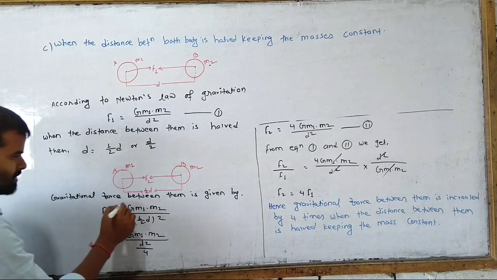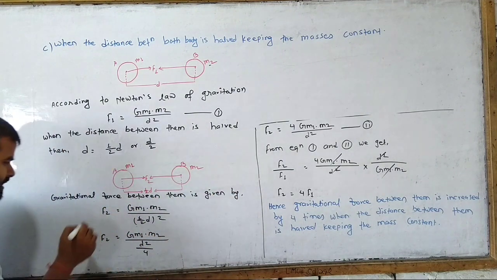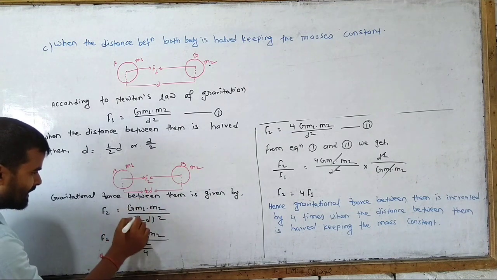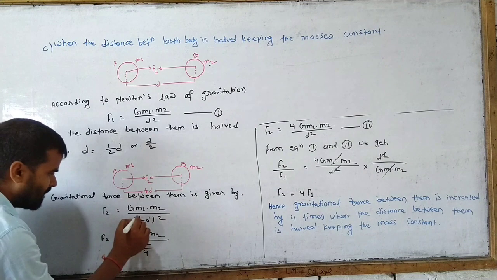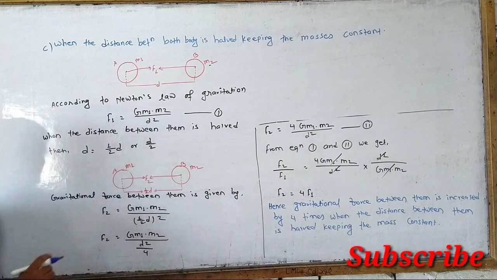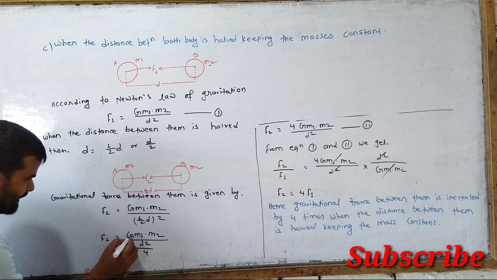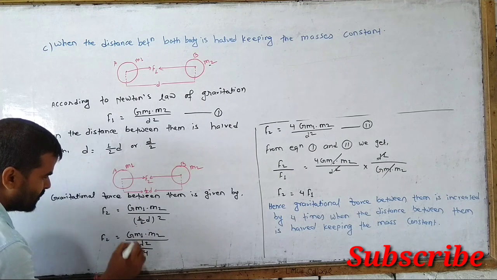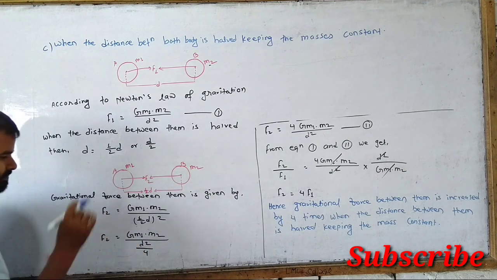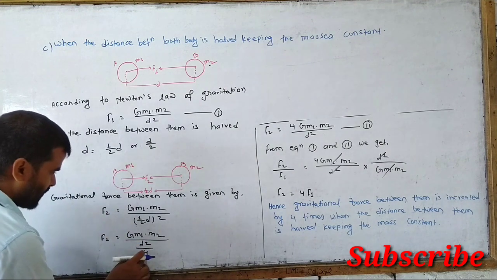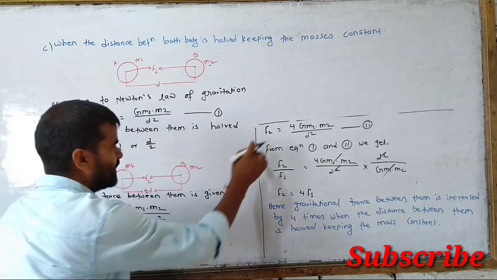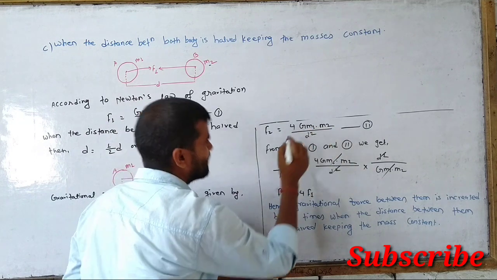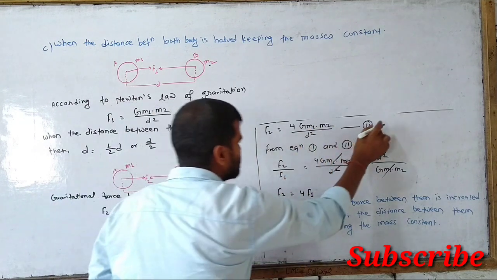So the gravitational force between them is given by F2 equals G m1 into m2 by, instead of d square, 1 by 2 d whole square. F2 equals G m1 into m2 by d square by 4, since 2 into 2 is 4. Now this 4 goes up, so F2 equals 4G m1 into m2 by d square. This becomes equation 2.